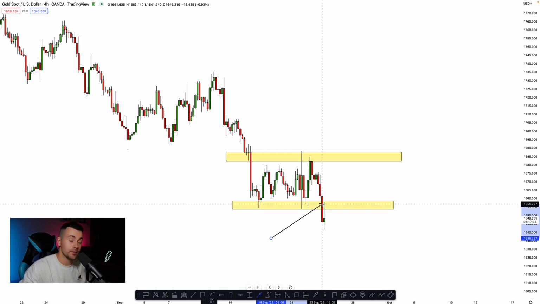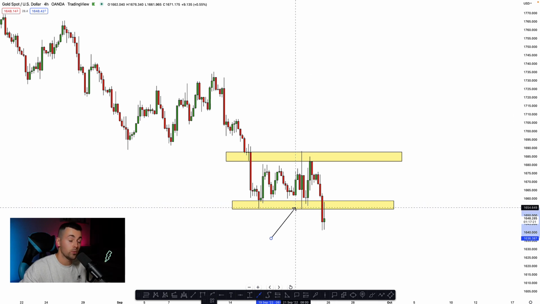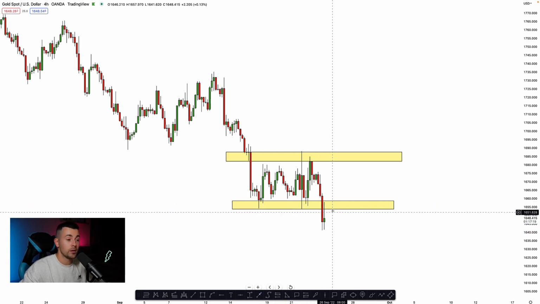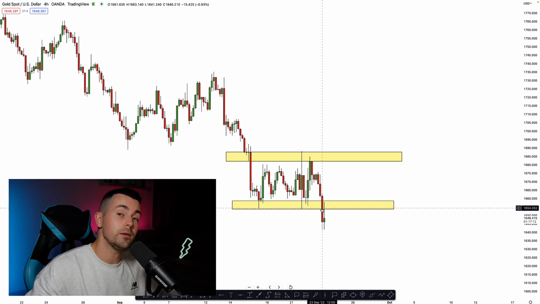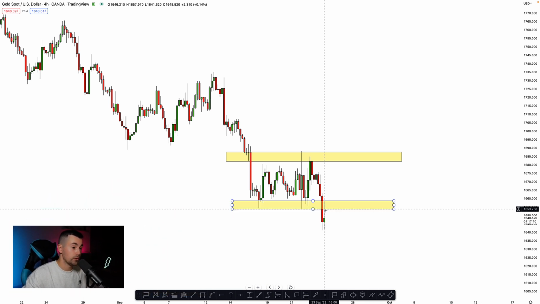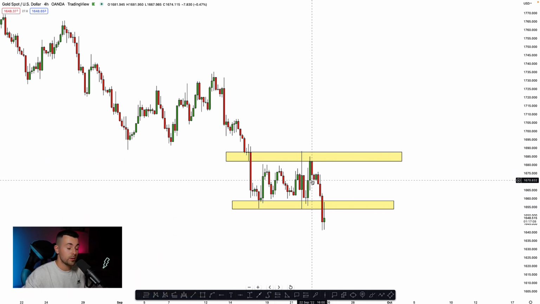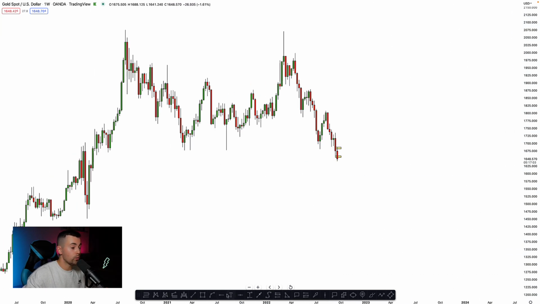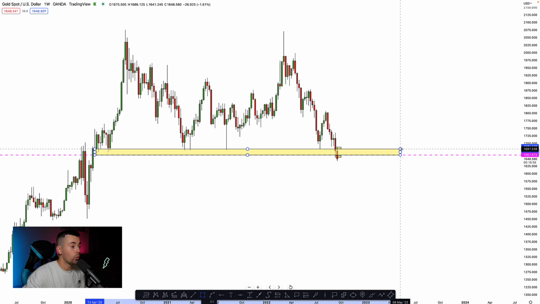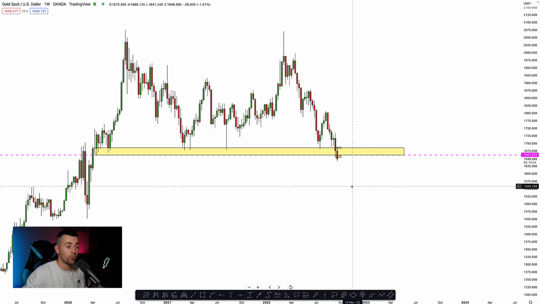Moreover, retesting that, we see the rejection from the broken support. It tells us that most likely that breakout is valid. It is not fake. Why is it so important? Because here, trading within that range, gold was trading on a lower boundary of that weekly horizontal zone of demand.